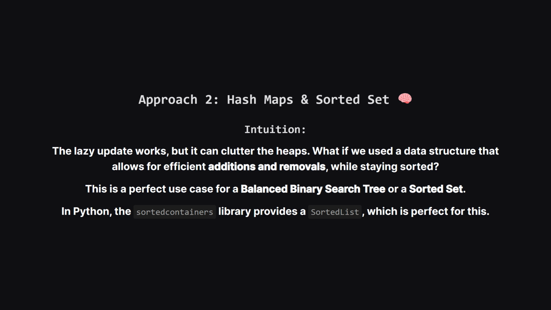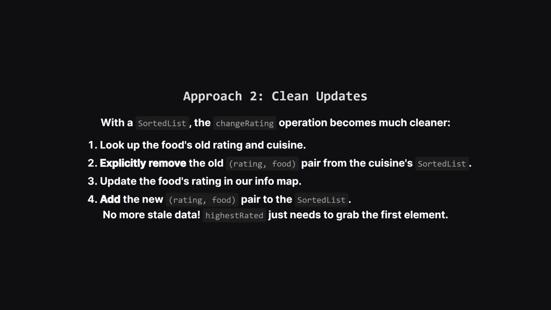This leads us to approach 2. What if we used a data structure that's always sorted, but also lets us efficiently add and remove items? A balanced binary search tree, or a sorted set, is exactly what we need. While Python doesn't have one built in, the popular sorted containers library has a sorted list that does the job perfectly. With a sorted list, the logic becomes much more direct.